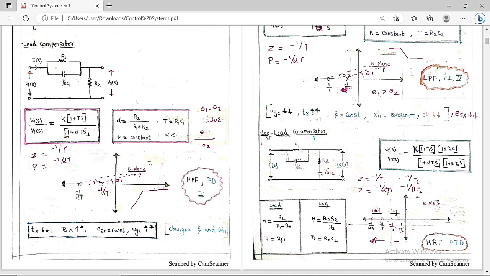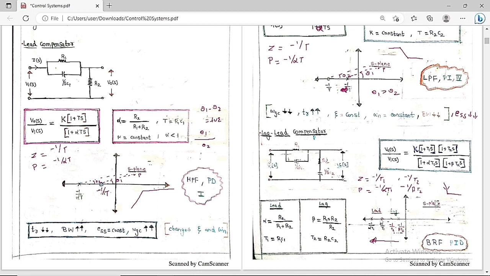Now this lag-lead compensator is always used to improve both the transient response as well as the steady state response. It is also called a band reject filter. As you see, initially you get the pole, that is minus 20 decibels per decade. Then again we get a zero, so minus 20 plus 20 gives 0 dB. We get 0 dB.